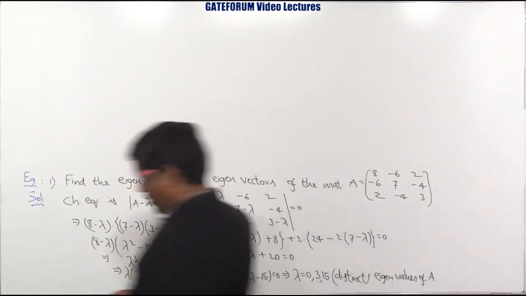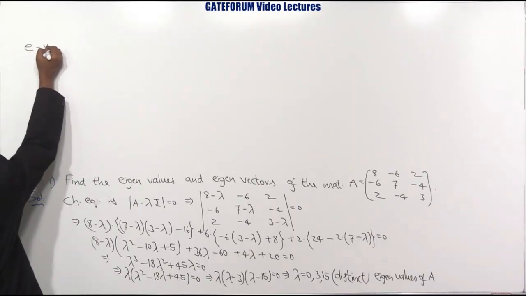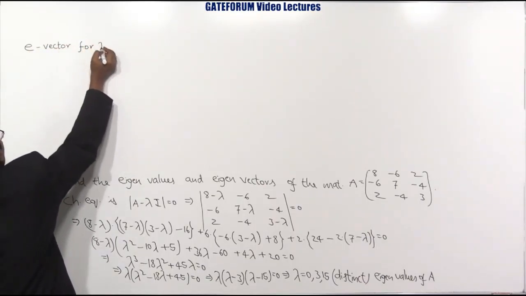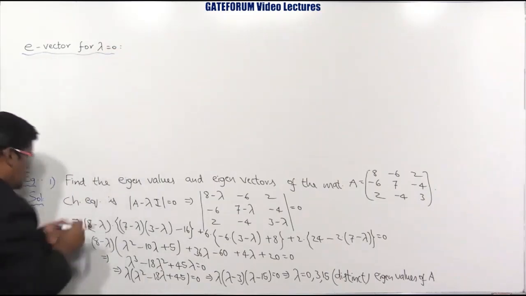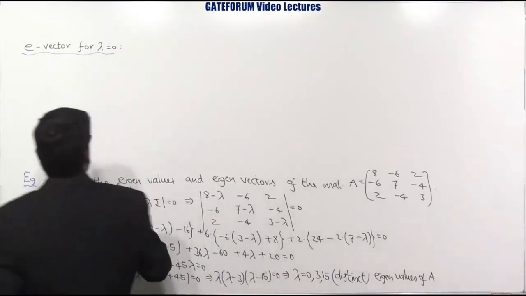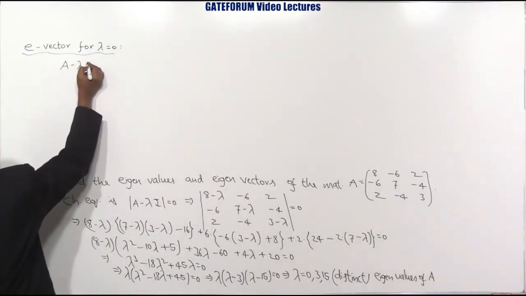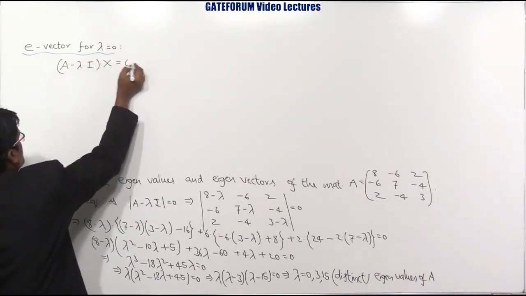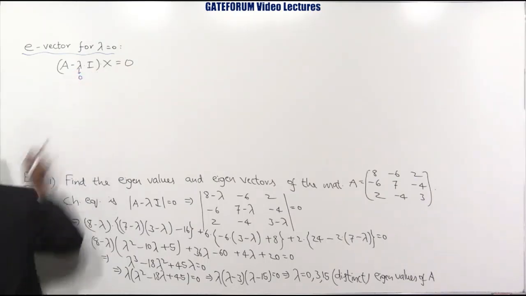The next one is finding eigenvector. So for each lambda. So E vector, which is the short form of eigenvector, for lambda is equal to 0, first eigenvalue. E vector means eigenvector, which I am writing in short form. What is the formula procedure? A minus lambda I into X, this is a matrix symbol, open brackets or square brackets, is equal to 0. This lambda value we have taken 0.